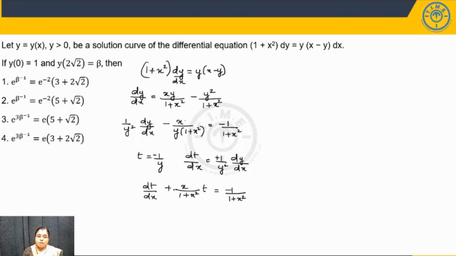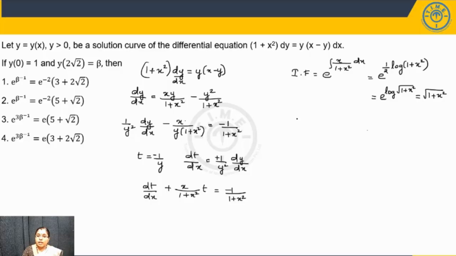Now look at this, x/(1 + x²) and −1/(1 + x²) are functions of x only. So definitely this is of the form of a linear differential equation. So let's find the integrating factor. The integrating factor is e^(∫ x/(1 + x²) dx). So here we have e^(½ log(1 + x²)), that is e^(log √(1 + x²)). e raised to log cancels and the integrating factor is √(1 + x²).